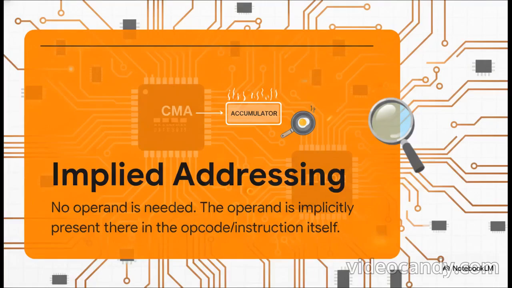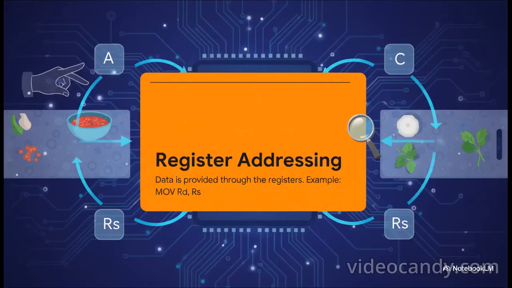An instruction like CMA or complement accumulator doesn't need to specify a location. The CPU just knows this operation always applies to the data sitting in one specific register, the accumulator. It's like the recipe just says, flip the egg. The chef already knows it's the egg in the pan right in front of them. No searching required.